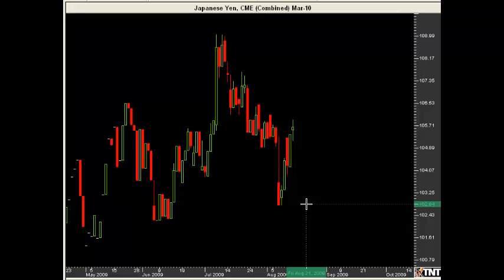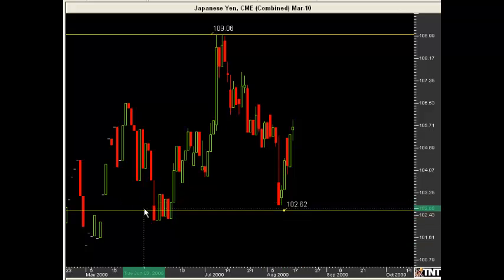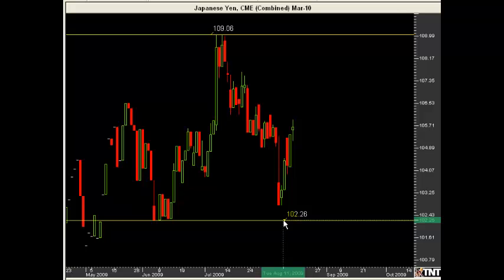Here's the March Japanese yen a few months back, and you can see that the market has rallied, put in resistance up here, come back down, and now we're bouncing off of old support, which was down here. Now notice the support and resistance areas don't line up precisely, and neither should they. Support and resistance areas tend to work in ranges.